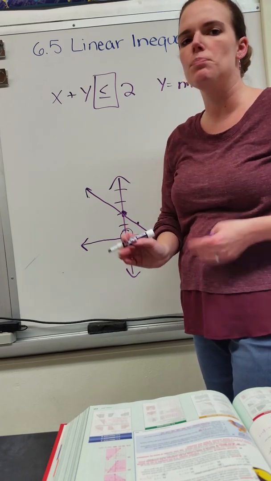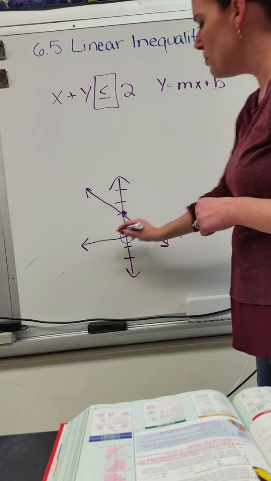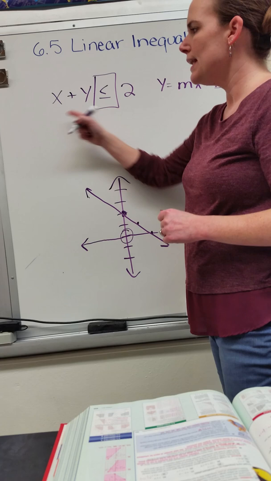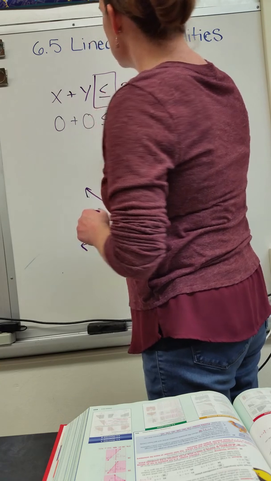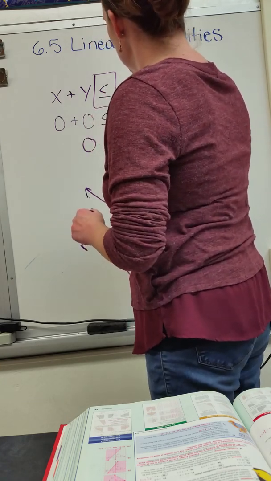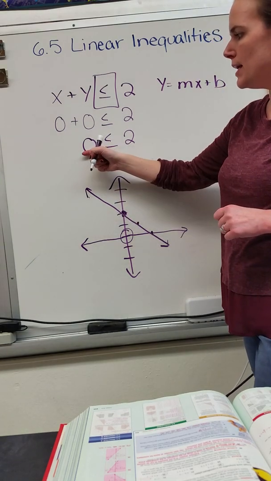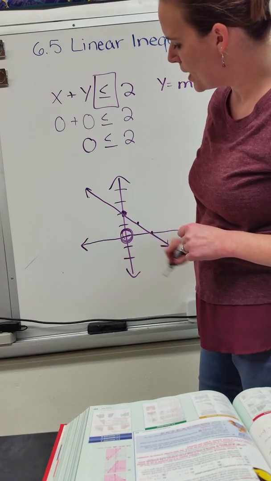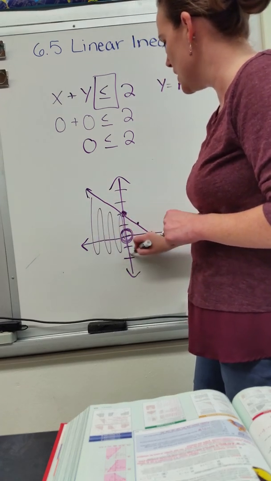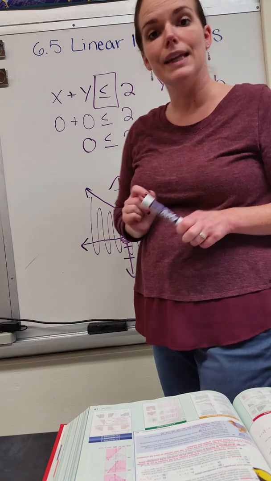You could pick 1, 1, you could pick 2, 2, you could pick -8, 5. It doesn't matter what point you pick. It's just that you're plugging it into this equation. So x is 0, y is 0. And you're seeing if when I solve it, it creates a true statement. Since this is true, 0 is less than or equal to 2, that means this spot right here where that test point is, this is going to be the side that gets shaded. And you're done. And that is how you solve linear inequalities.